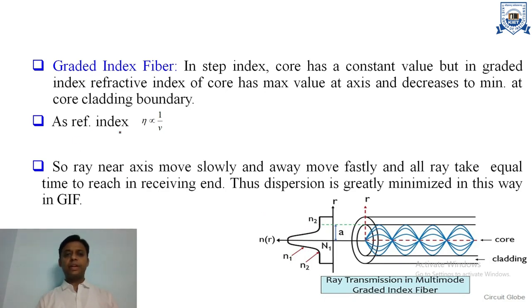As we know, refractive index is inversely proportional to velocity. So rays near the axis move slowly and rays away from it move faster, and all the rays take equal time to reach the receiving end. Thus dispersion is greatly minimized in graded index fiber, or we can say that in graded index fiber rays follow a skew or helical path traveling through the core. But one important point is that in graded index optical fiber, single mode is not possible. So these are only graded index multi-mode fibers.